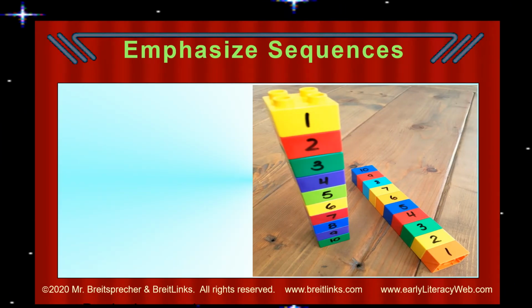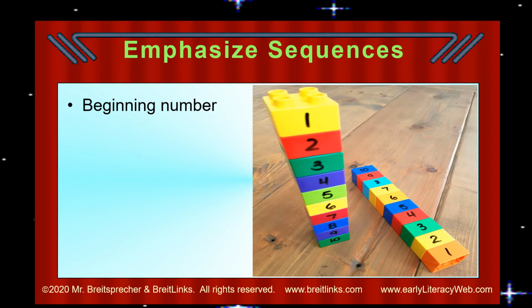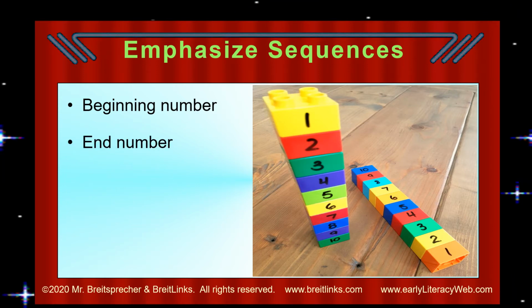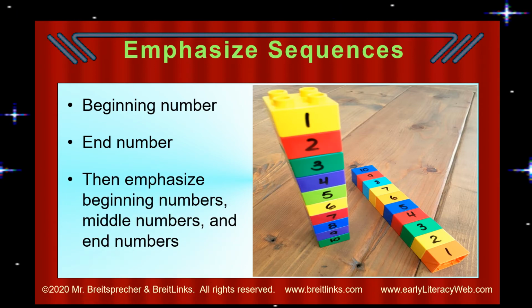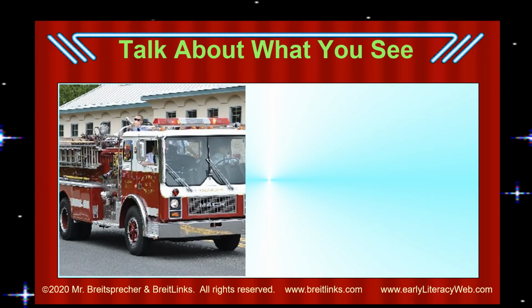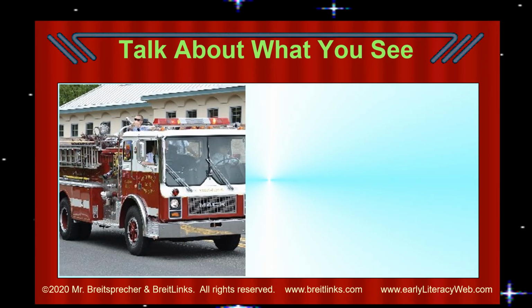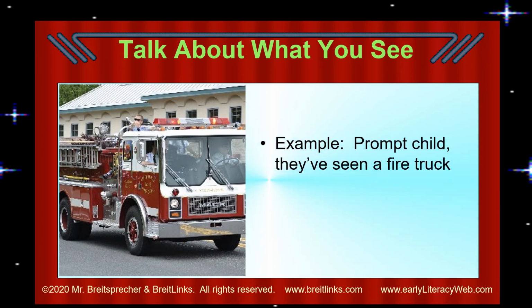When counting with children, emphasize that there is a beginning or a first number, and then a number that is the end of the sequence. Anytime you are counting, try to find ways to emphasize how counting has a beginning number, middle numbers, and then an end number. Prompt children to say things that build on what you see around them.